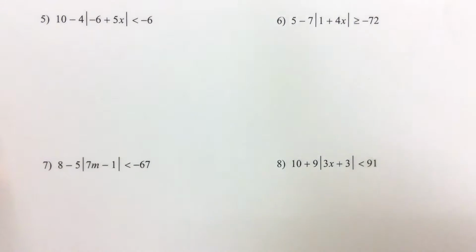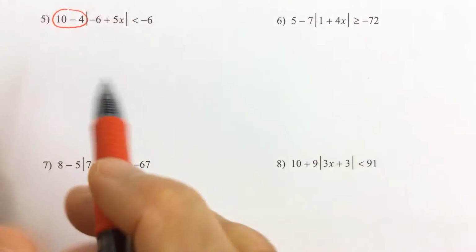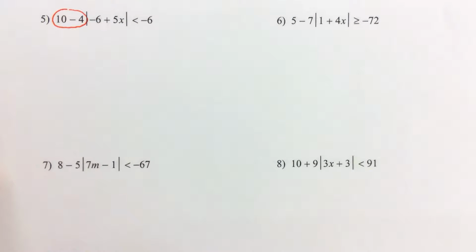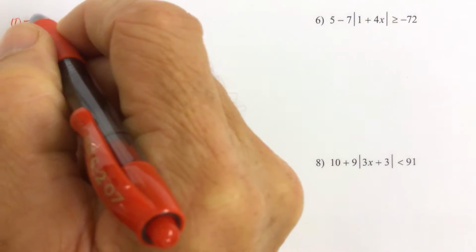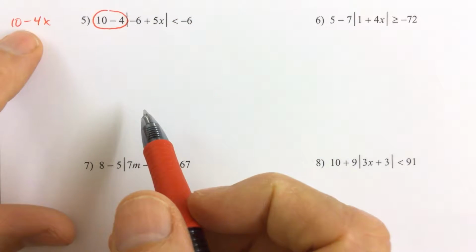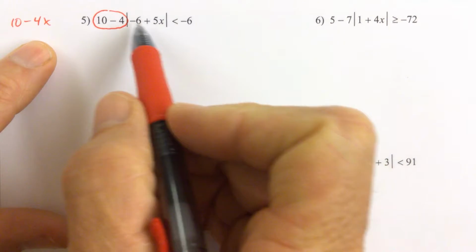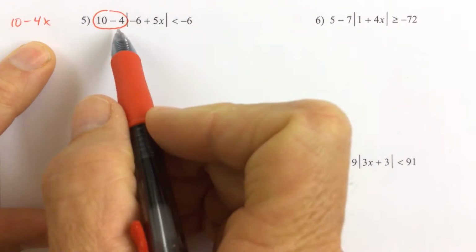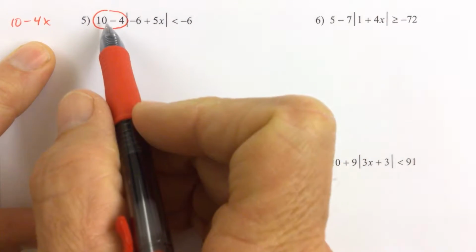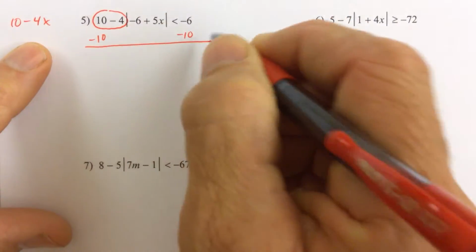For number 5, one of the hardest things for your eyes and your brain to match up is when you see a 10 minus 4, your brain wants to write that as a 6. But it's just like if you have 10 minus 4x, typically our eyes see that and we don't write 6x. And for the same reasons, we will not write 10 minus 4 times something as 6 times something. So in other words, our first step is to subtract 10 from both sides.